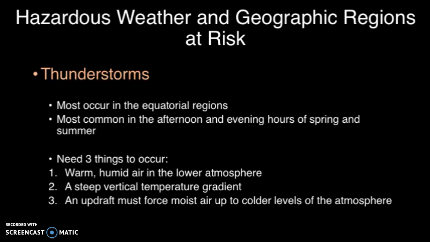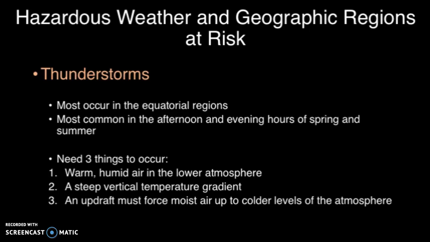In order for thunderstorms to occur, however, you need three main things. The first one is that there needs to be warm, humid air in the lower atmosphere. This warm, humid air needs to feed the clouds, the clouds that will later precipitate, and provide the energy for the storm as it continues to develop.